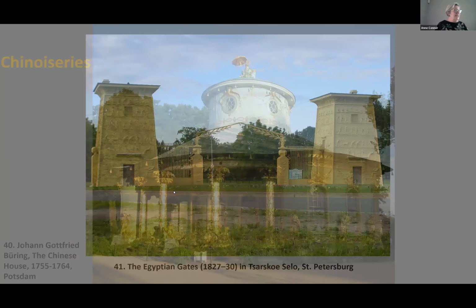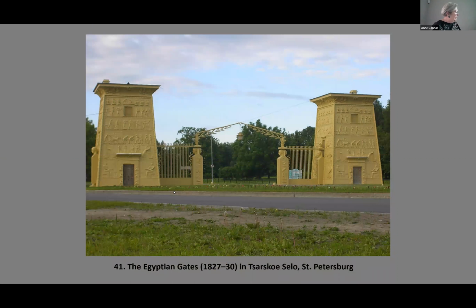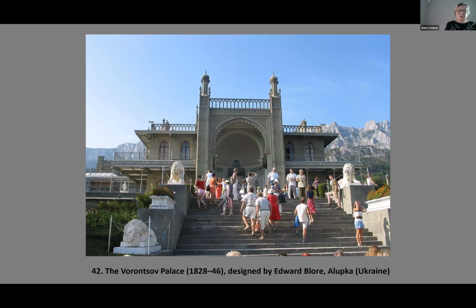In Russia, we see one of the entrances, the Egyptian gates in Tsarskoye Selo, built in the early part of the 19th century. It looks like a pylon, very much made of brick at that time, but shows you the interest in ancient Egyptian architecture. In the Ukraine, we find the Vorontsov Palace, one of the entrances too, that looks like the entrance of a mosque. Totally different to the rest of the architecture, by the way.